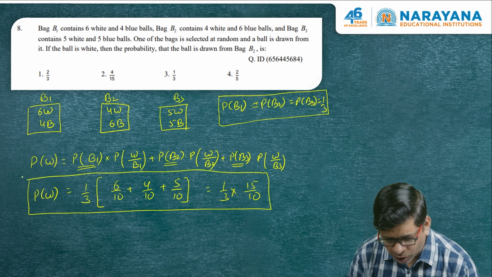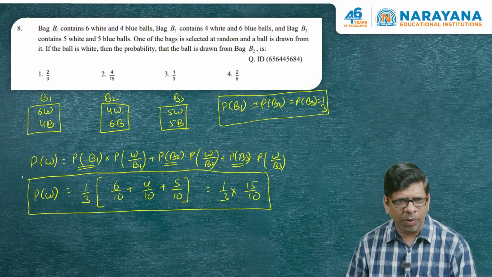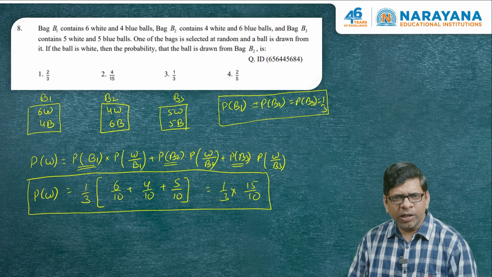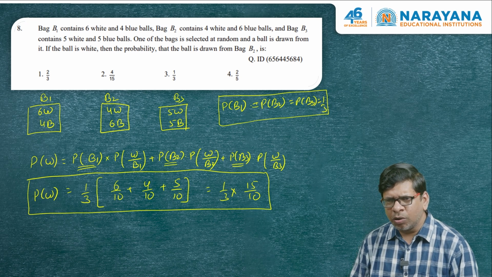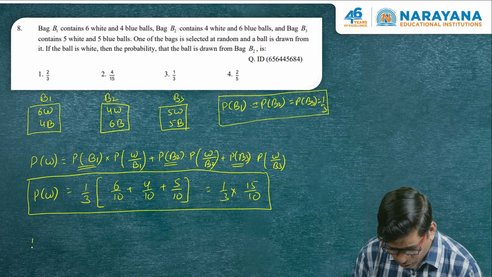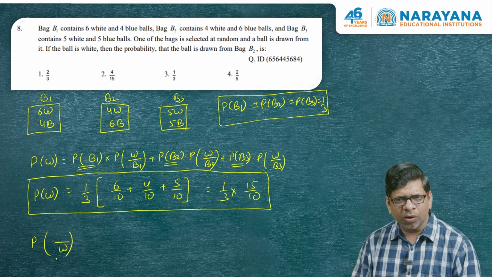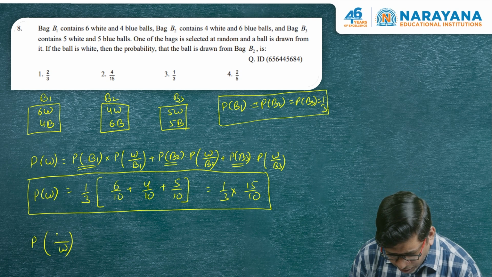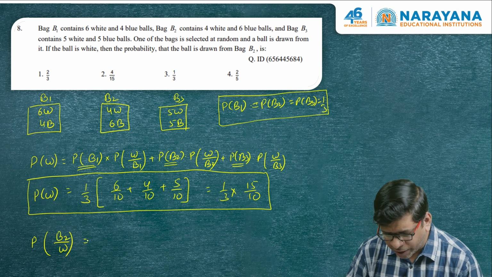One event has already occurred, so it is a case of conditional probability. If the ball is white, then what is the probability that the ball is drawn from bag B2? So now it is Bayes' theorem. One event has already occurred, that a white ball is drawn. What I need is that it is drawn from bag B2.